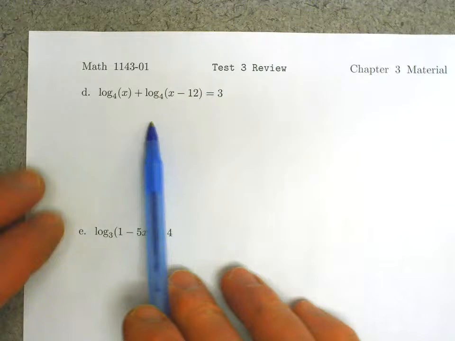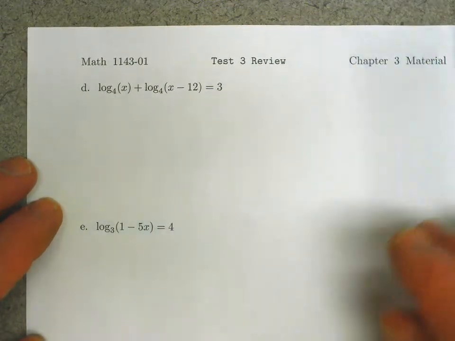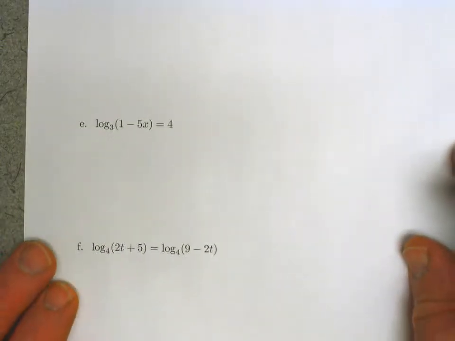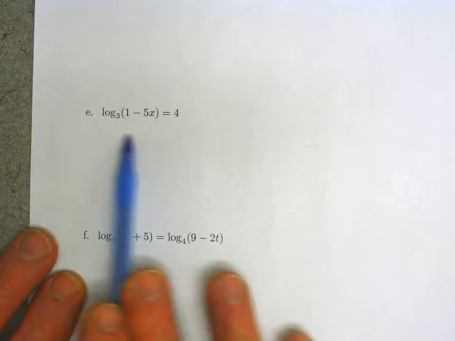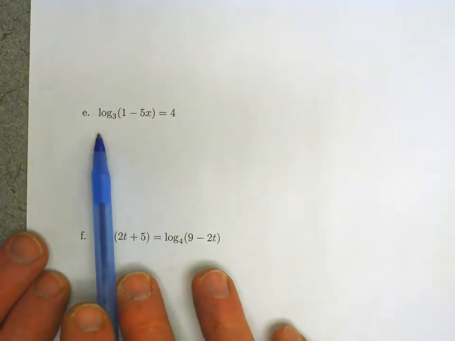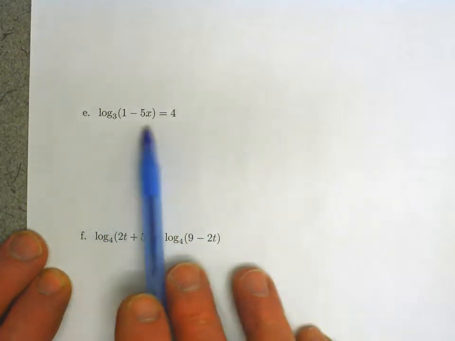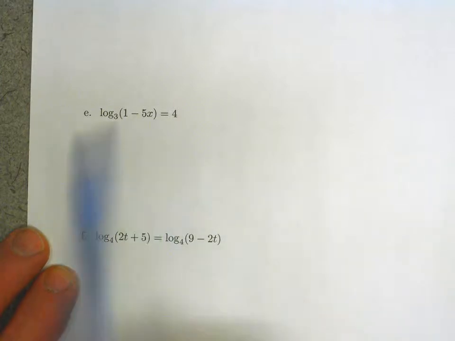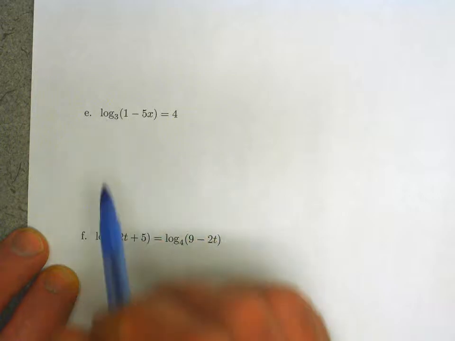This problem is similar to the one that we just did, so I will bypass this one for now. If there's time later, we'll come back to it. This one is a simple equation to solve if you understand logarithms. Log base 3 of 1 minus 5x equals 4. We want to solve for x. X is inside the argument of the logarithm. So we can convert this to an exponential equation.